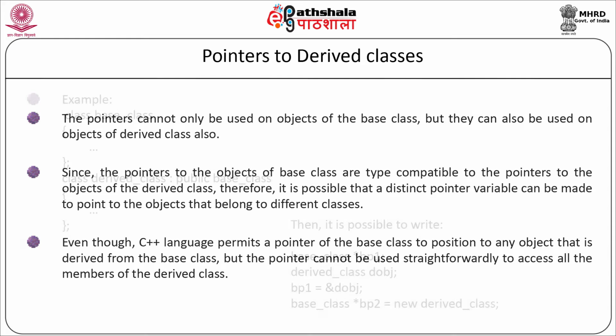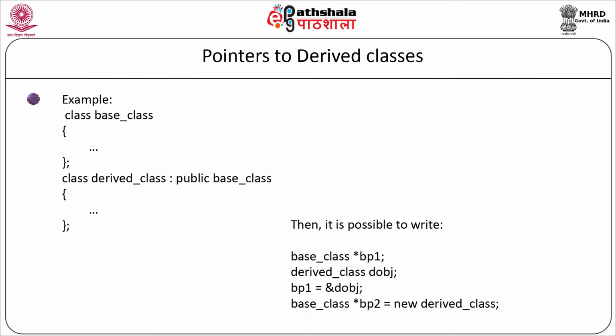The example is class base class, the class has ended, class derived class public base class, the derived class is ended. Now it is possible to write a base class pointer as base class star BP1. We will declare a derived class object as derived class DOBJ. Now we can point a base class pointer to a derived class object as BP1 is equal to ampersand derived class object DOBJ. Just notice here, a base class pointer is pointing to a derived class object.